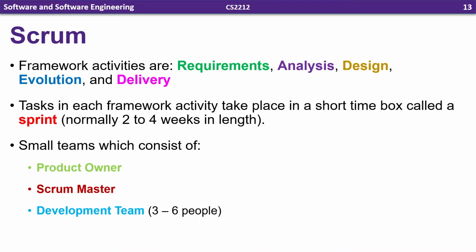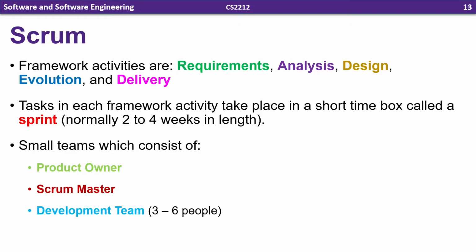So, in Scrum, the core framework activities are called requirements, analysis, design, evolution, and delivery. And these pretty much fit in with those generic ones that we've seen before. Requirements would be communication, analysis would be planning, design would be modeling, evolution would be actually the creation, and delivery would be deployment. The difference of naming comes from a little bit of a different focus.